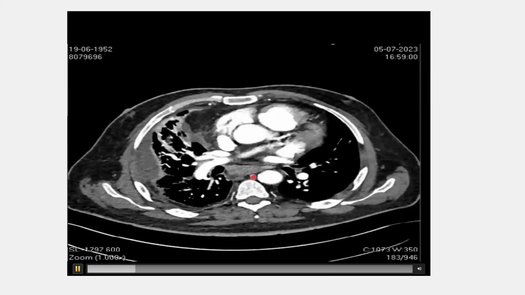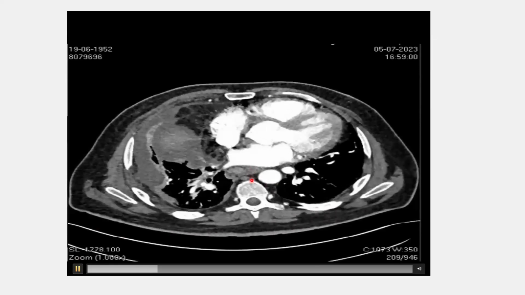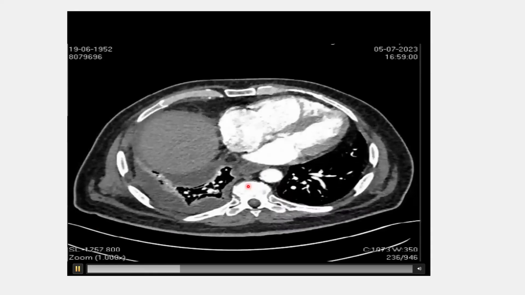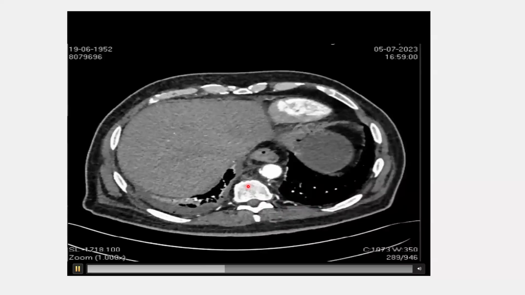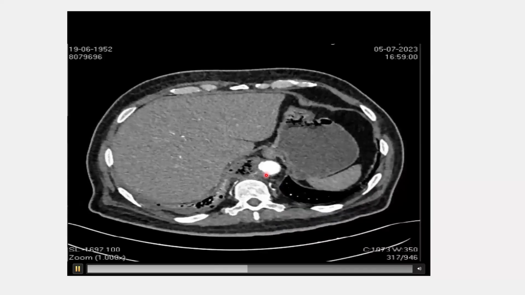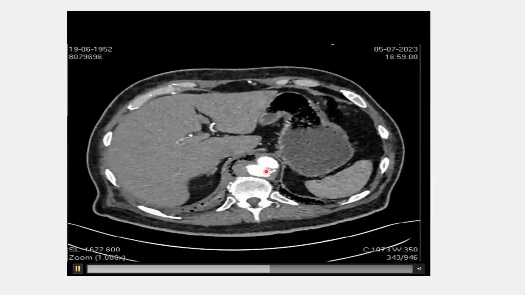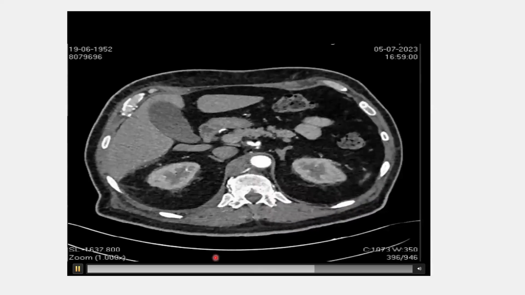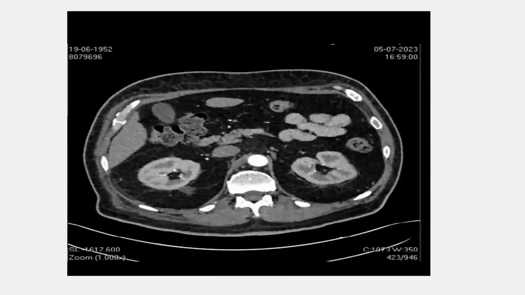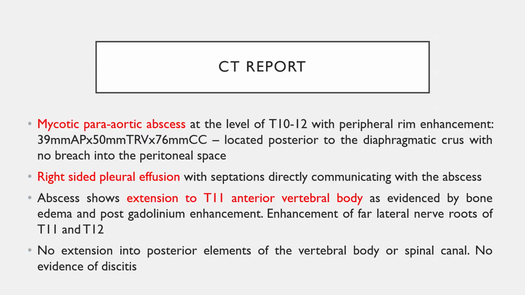So you're looking here, right? So you can see that's the aorta, and then you're going to start seeing a second shadow. So around there we go. Okay, so there was some bony involvement, which you can't appreciate here. But this is essentially a mycotic para-aortic abscess. And this was at the level T10 to T12. There was an associated right-sided effusion, which you can appreciate. And there was some bony extension to T11.